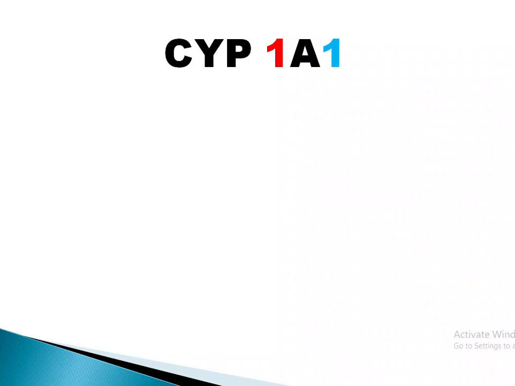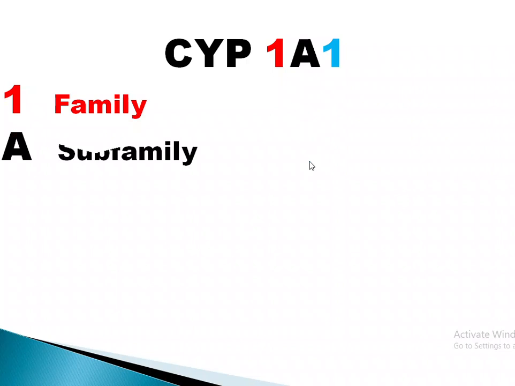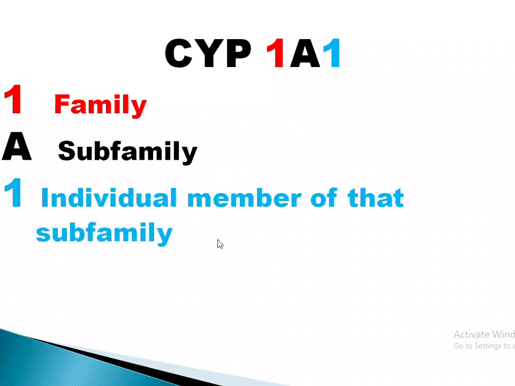This is one example of cytochrome P450, 1A1. The first number stands for the family. The letter A stands for the subfamily. The second number stands for the individual member of that subfamily.